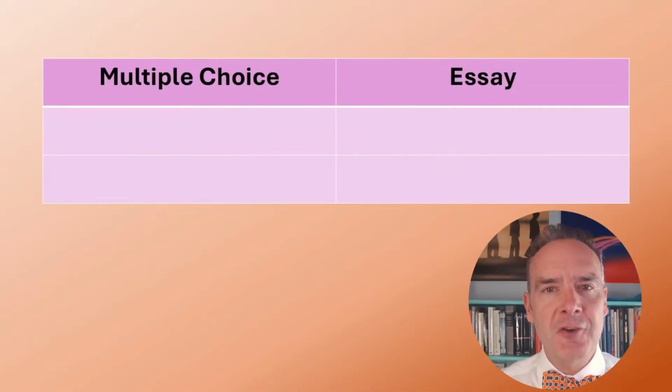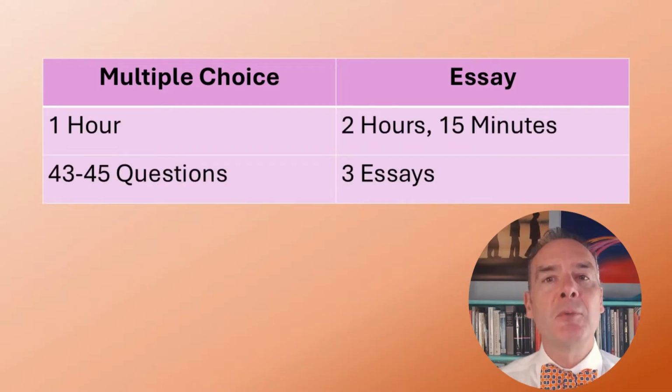Before I teach you about the writing questions, we should make sure you have a general understanding of the AP Language and Composition test. The test is divided into two sections, the multiple choice section and the essay question. The multiple choice questions are 1 hour long, and there will be 43 to 45 questions. The essay section will be 2 hours and 15 minutes, and you'll have the chance to write 3 essays.